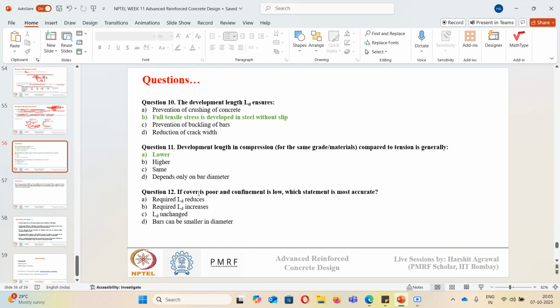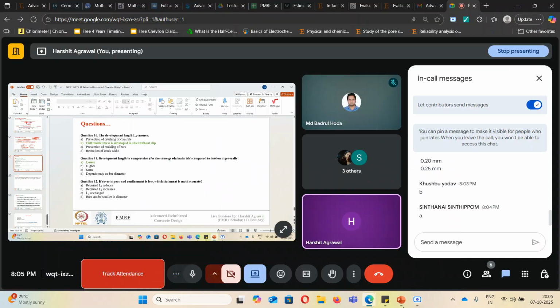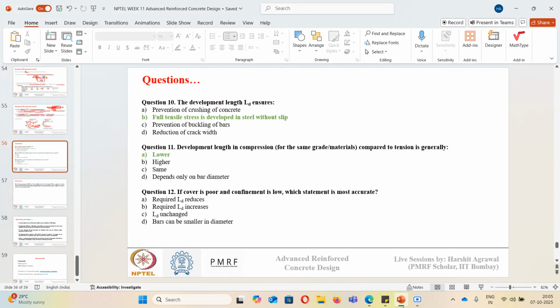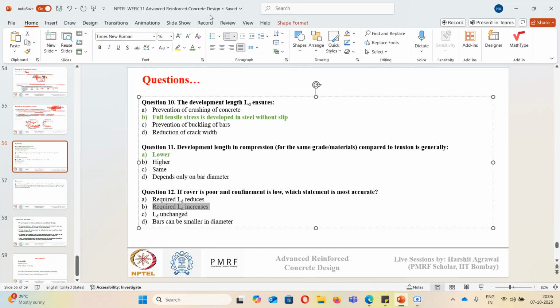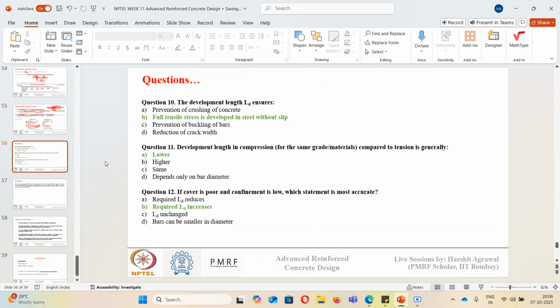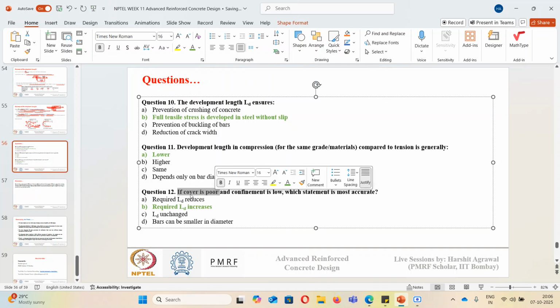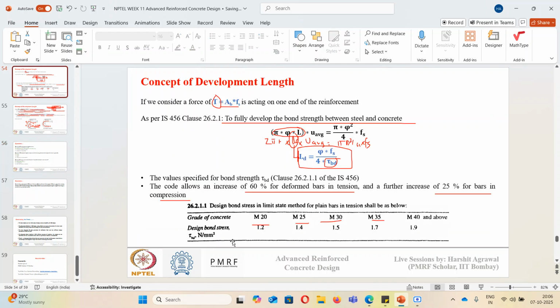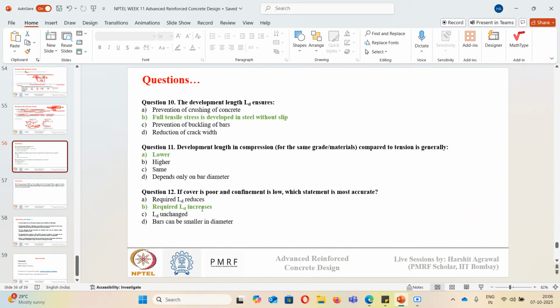If concrete cover is poor and confinement is low, then which will be correct? Will I require more development length or less development length? Can anyone tell me? More. Why more? B. Because if the cover is poor, then that means that the concrete grade is lower, and we have seen in this chart, if the concrete grade reduces, the bond stress between the steel and the concrete also decreases. So if this tau bd will decrease, the LD will increase, so more development length will be required. Okay.